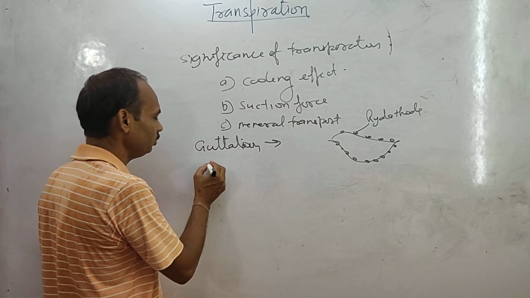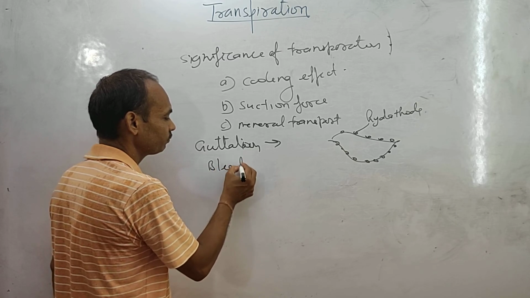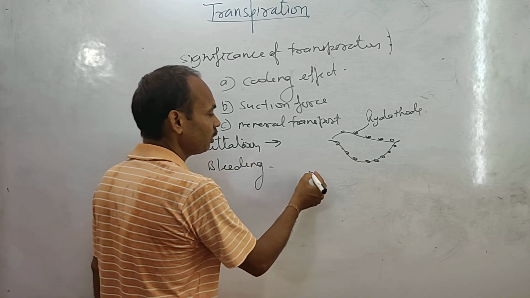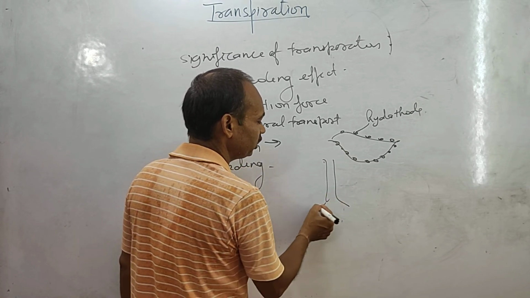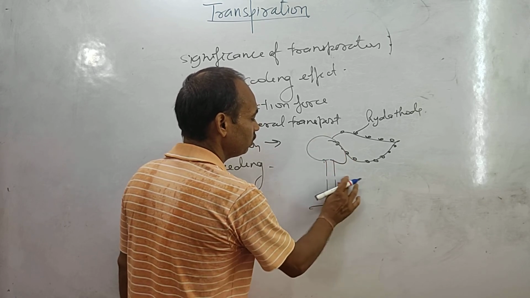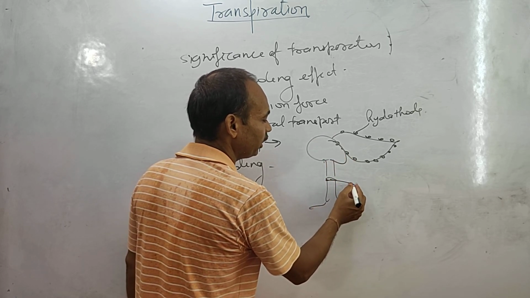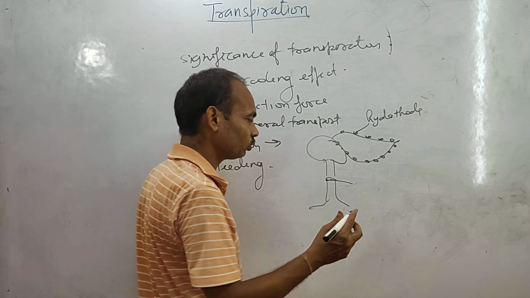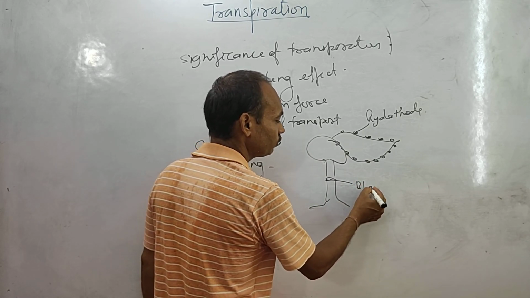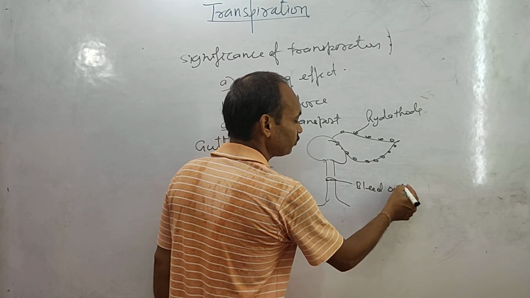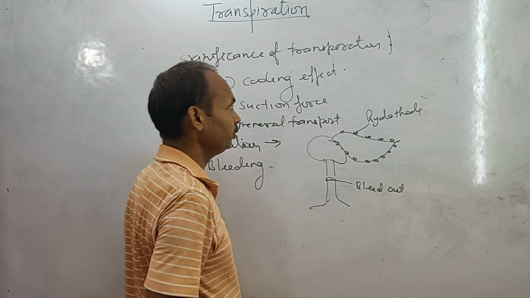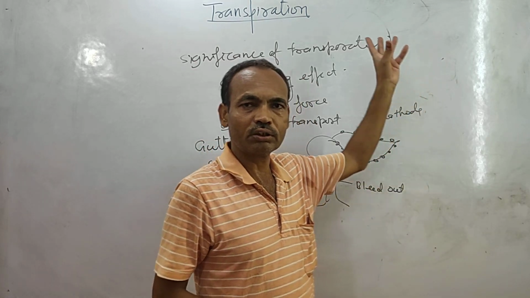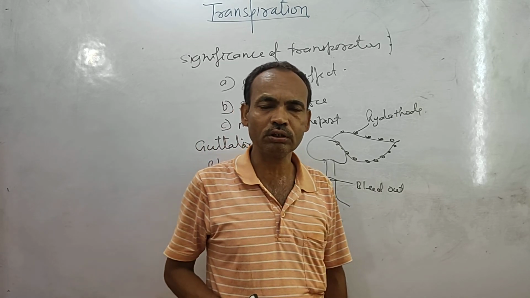Another important point is bleeding. When some part of the plant is injured, minerals and water bleed out from the stem, which is known as bleeding. This is the summary of transpiration.